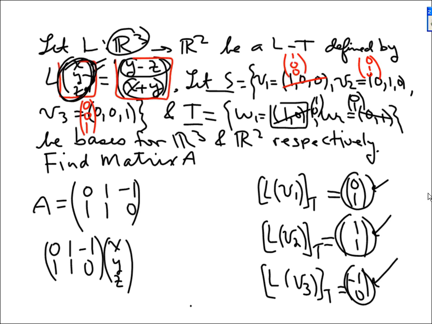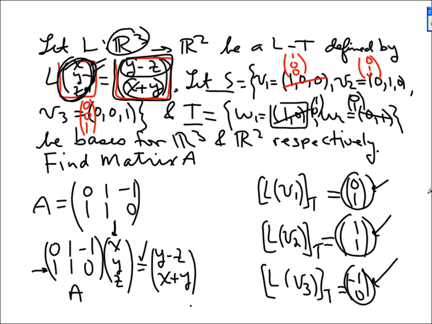And we want to get y minus z, x plus y. If you dot the first row with x, y, z, you get y minus z. Work it out, make sure. If you dot the second row, what's the one and only column we have? You get x plus y, which is exactly what we wanted.